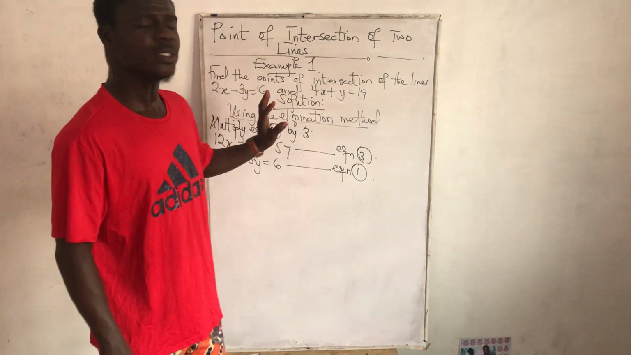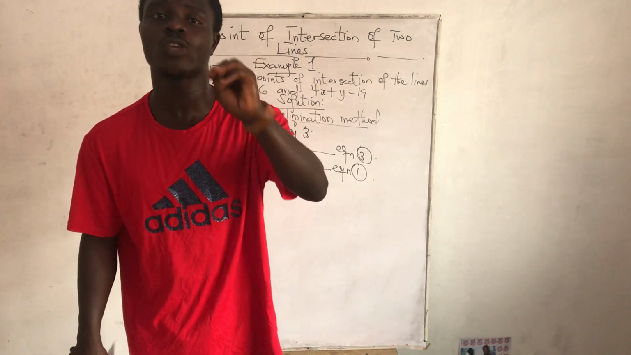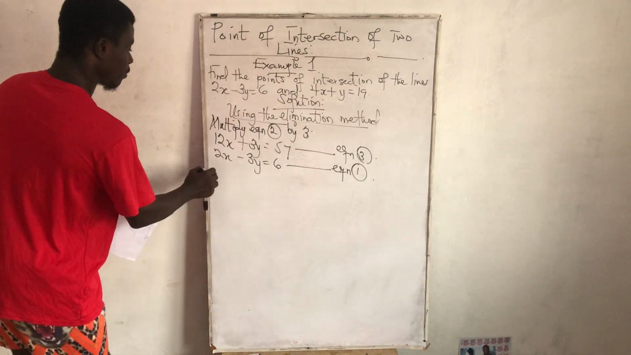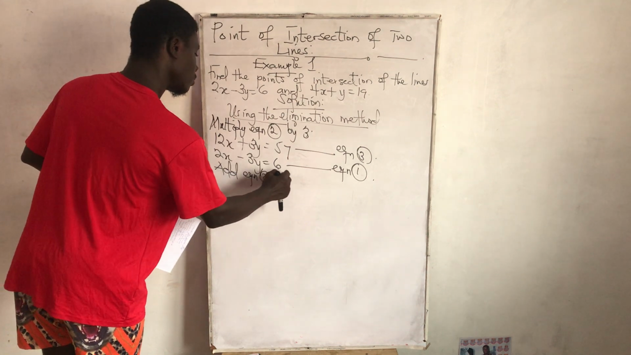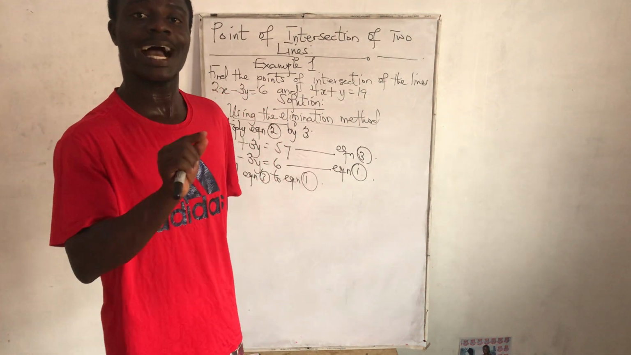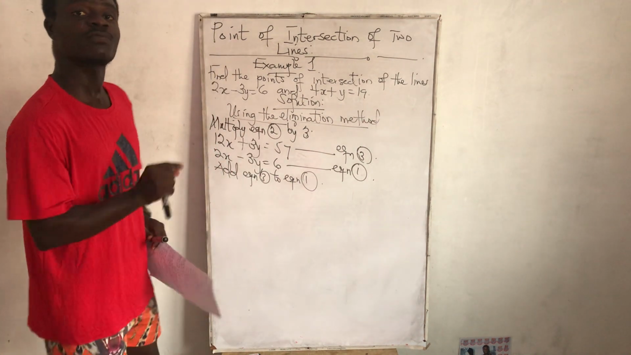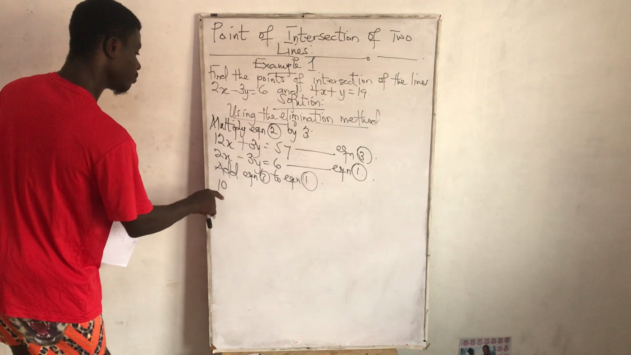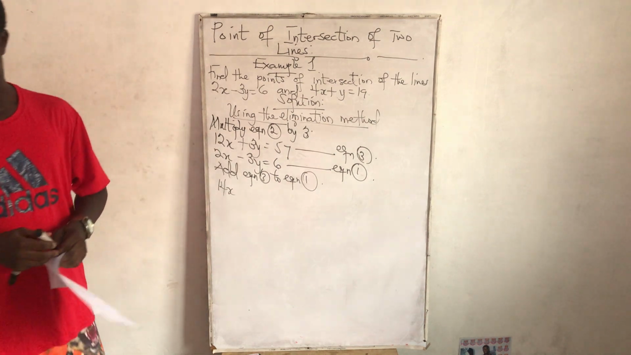If I want this variable y to go to 0, then I have to add the two equations. So we are adding both equations, adding equation 3 to equation 1. 12x plus 2x gives 14x, right?